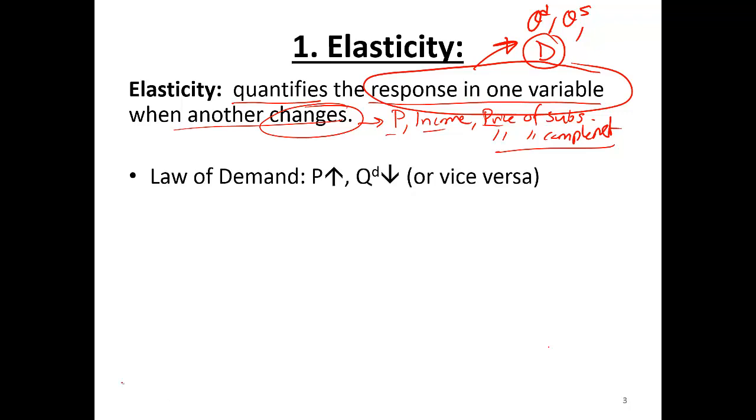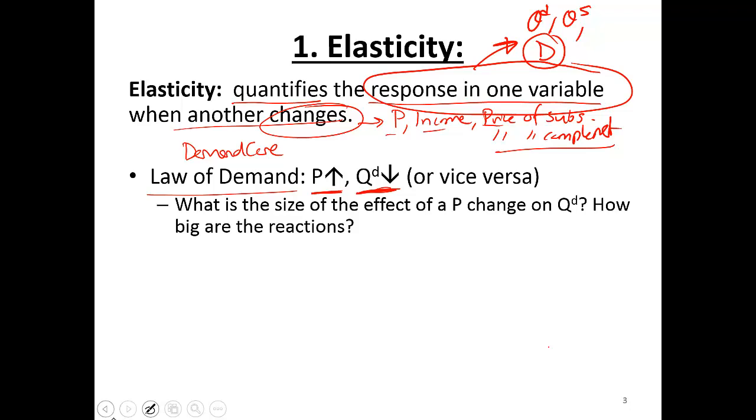So let's remember the law of demand. In previous parts we talked about the law of demand, basically summarized by the demand curve: if price goes up, quantity demanded goes down, or vice versa. But here's a question: what is the size of the effect of the price change on quantity demanded? How big are the reactions? Let's say I increase the price by 10%. If the quantity demanded goes down by 50%, that's a huge reaction.